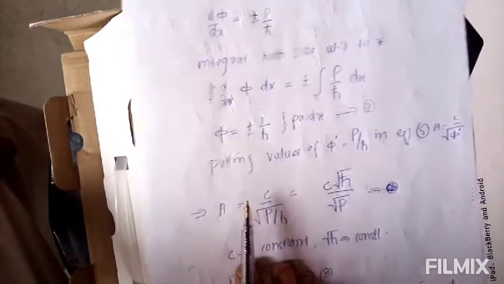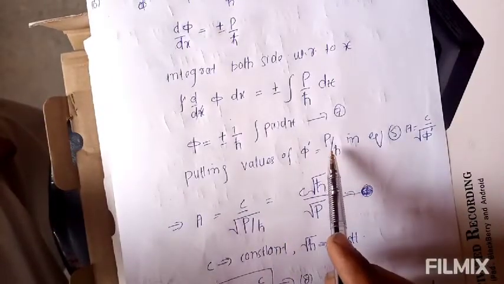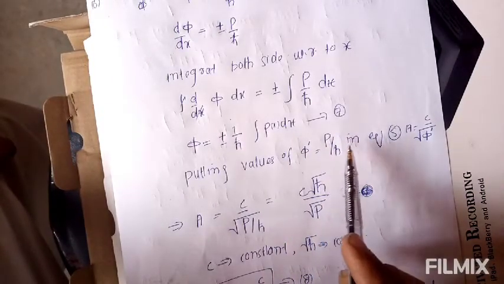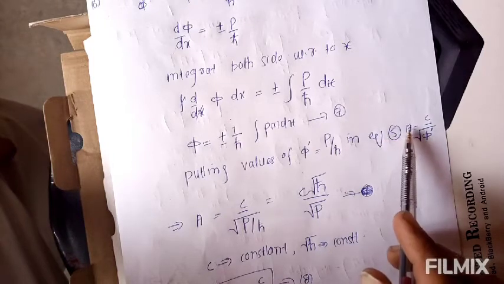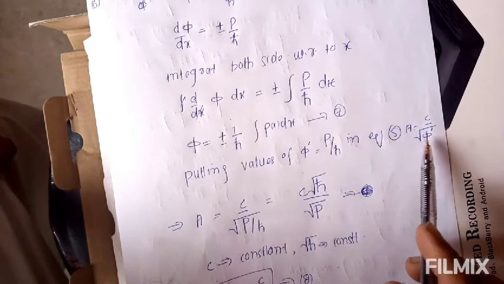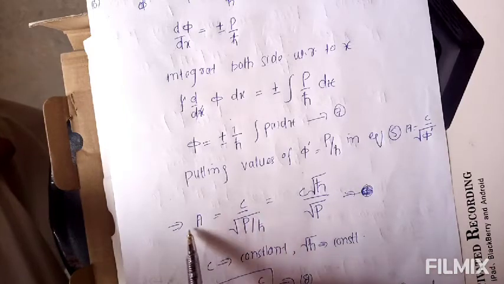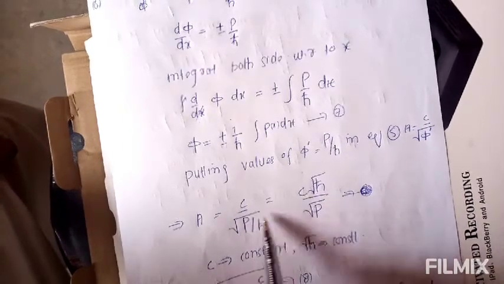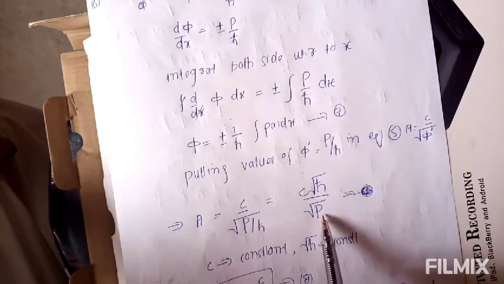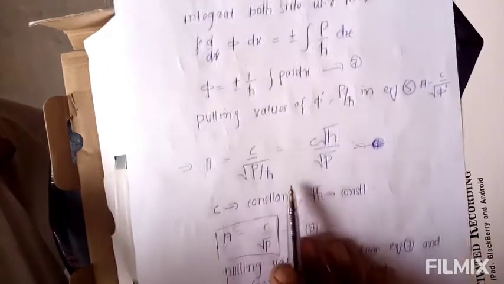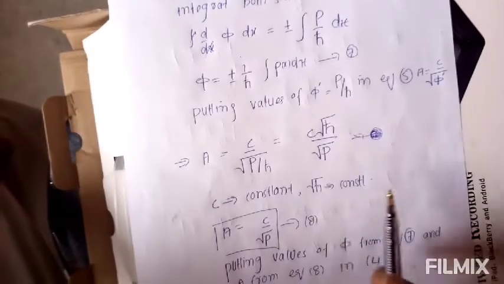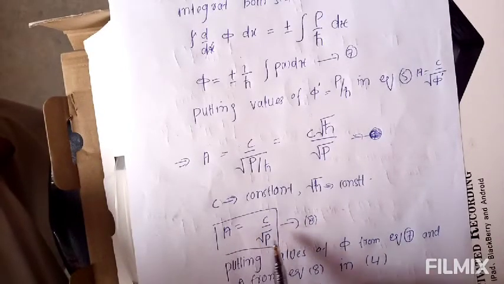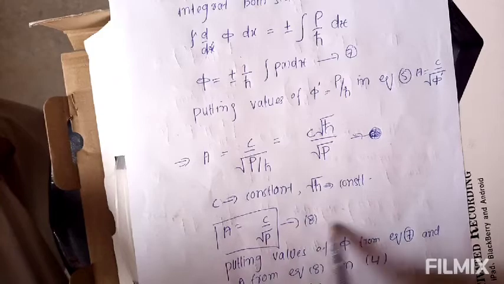Remember equation number 7. Putting the value of phi dash is equal to p divided by h cut in equation number 5, a is equal to c divided by phi dash under root. Now when we put this, a becomes c divided by p divided by h cut under root. Now it will become c into h cut under root divided by p under root. So c is a constant, so h cut will also become constant. Now a is equal to c divided by p under root, which is equation number 8.